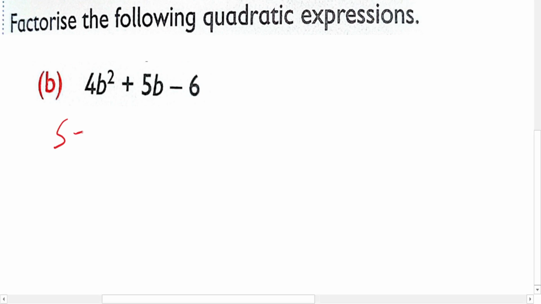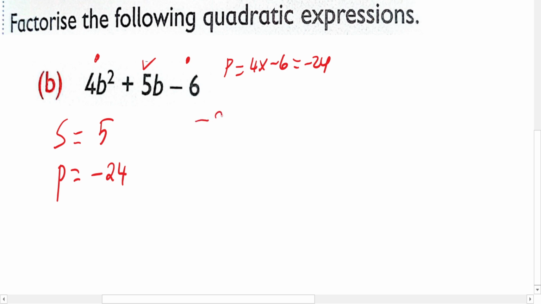Now also this one, your sum and then your product. Your sum is basically 5. Your product is 4 times -6, which is -24. Now, which two numbers, if I add them together, give me 5, and if I multiply, give me -24? Now, let's search for the combinations for the product side, -24. We have 1 and -24, or -1 and 24. 2 and -12, or -2 and 12.